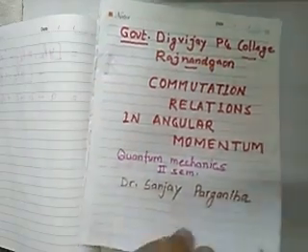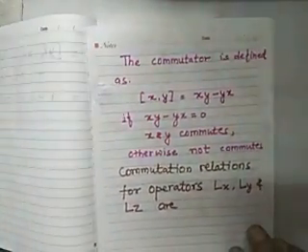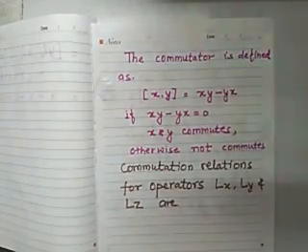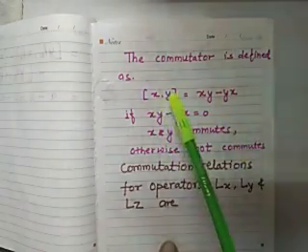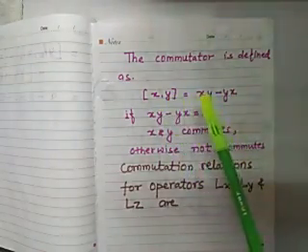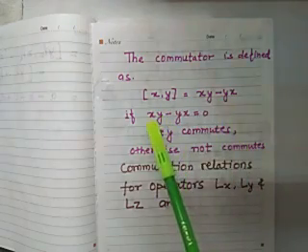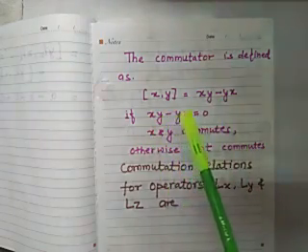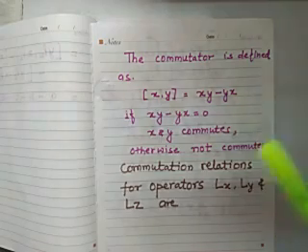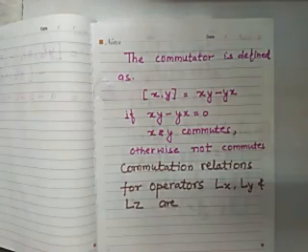Now, first we define the commutator, and the commutator of x y is defined as xy minus yx. Now, if the value of this quantity is equal to 0, then we say x and y commute, otherwise we say they do not commute. That means the value of xy minus yx is not equal to 0 and is some other different quantity.